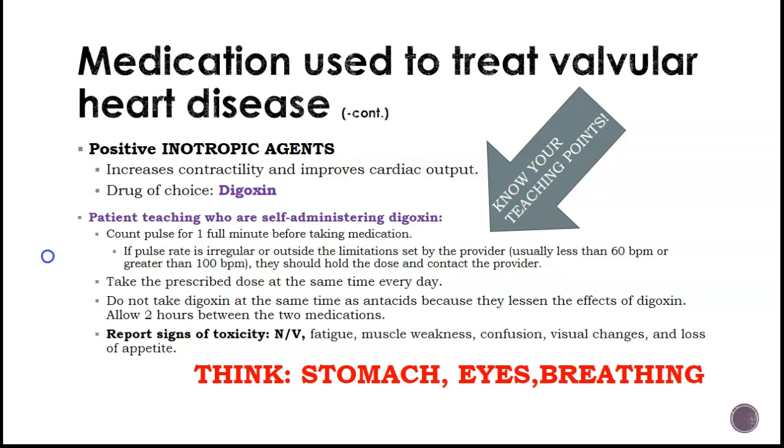Take the prescribed dose at the same time every day. Do not take digoxin at the same time as antacids because it will lessen the effect of digoxin. Allow at least 2 hours between the two. And teach your patients about the signs and symptoms of toxicity. Nausea and vomiting are very common. Fatigue, muscle weakness, confusion, visual changes, and loss of appetite. One way to break that down that I've put together is think stomach, eyes, and breathing.